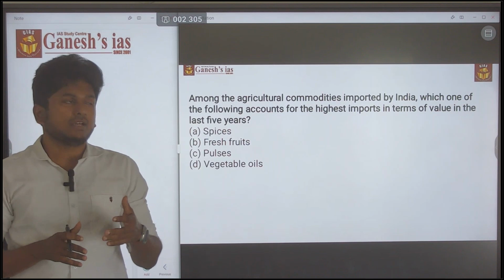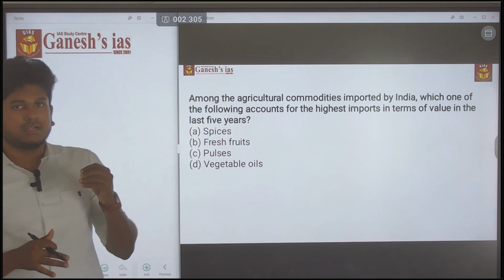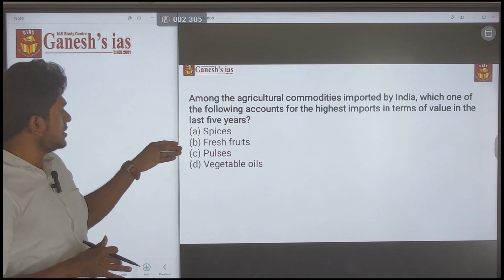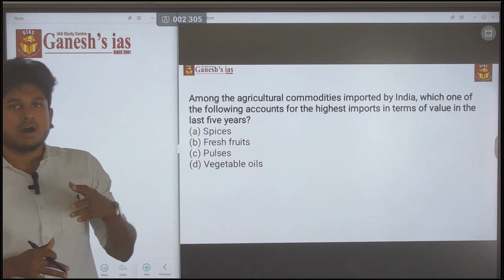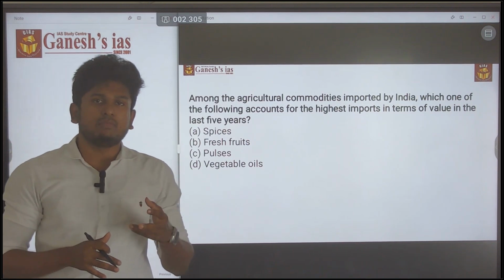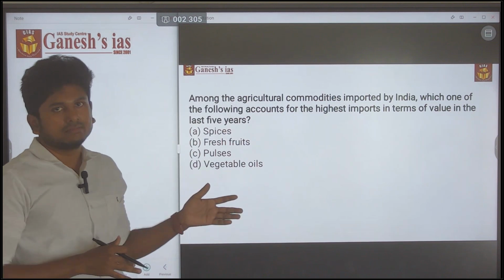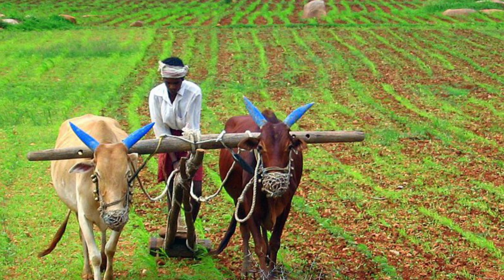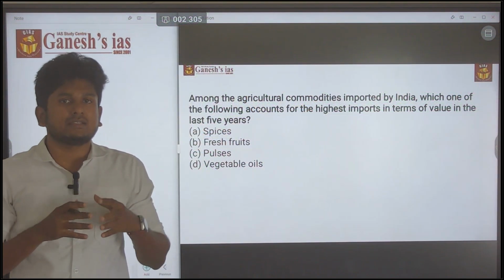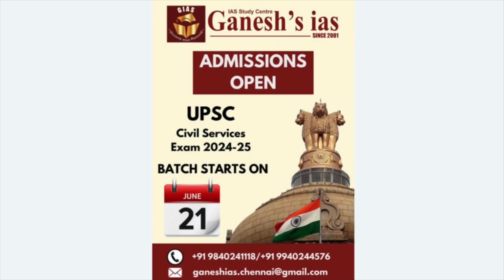In such a scenario, the answer will be vegetable oil. If you eliminate the three other options, you can easily go for the fourth option. Or if you have knowledge about palm oil, by that also you can go for that option. The answer is D. So with a basic understanding of India's agriculture and of India's imports, you can answer these kinds of questions also. Thank you.